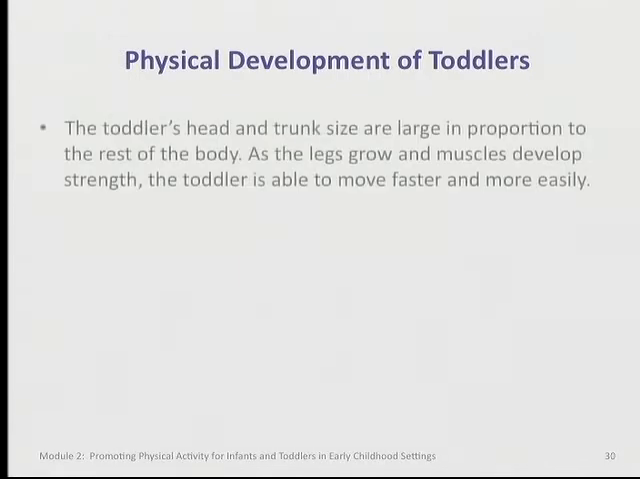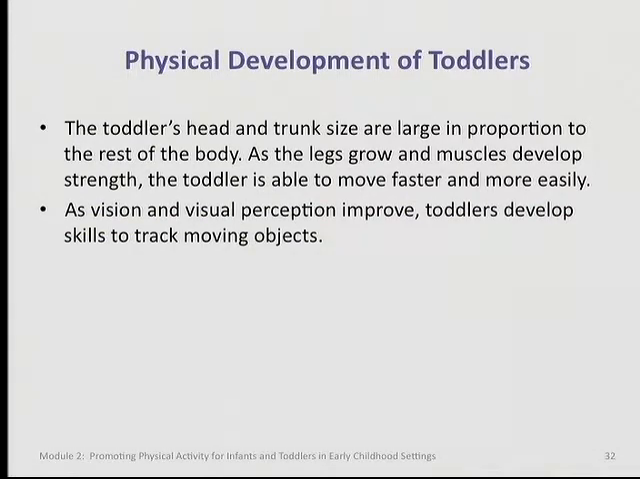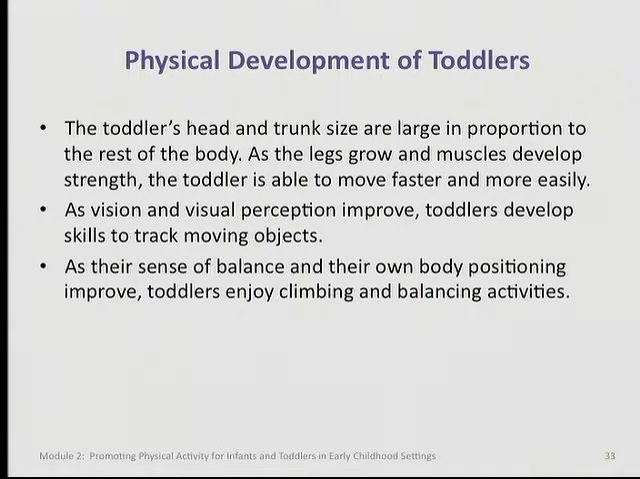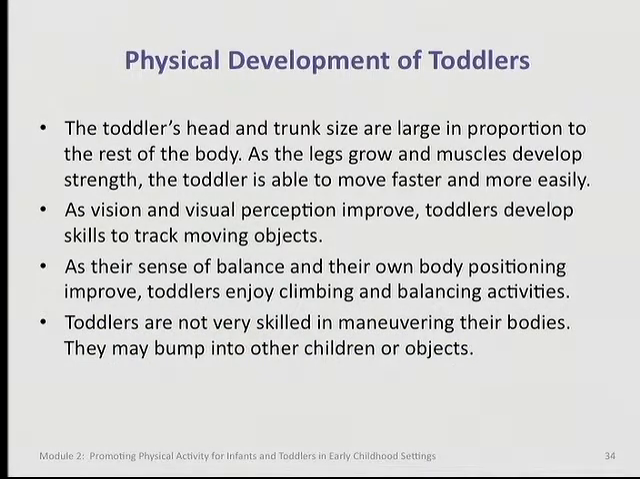The head and trunk size of toddlers are large in proportion to the rest of their bodies, so they can appear to be top-heavy. As the legs grow and muscles develop strength, toddlers are able to move faster and more easily. As vision and visual perception improve, they develop skills to track moving objects, such as a ball rolling towards them. As their sense of balance and their own body positioning improve, toddlers enjoy the challenge of climbing and balancing activities. To prevent injuries, be sure to keep activities low to the ground. Toddlers may bump into other children and objects and often fall as they try new movements.